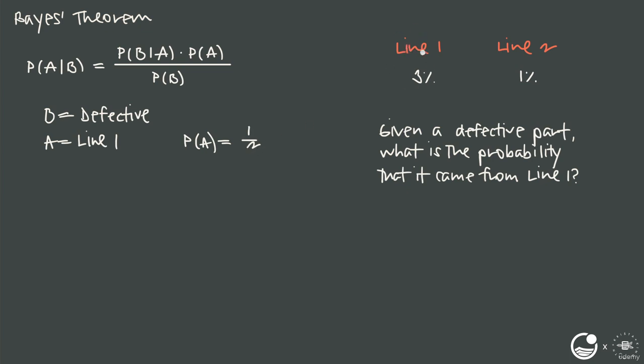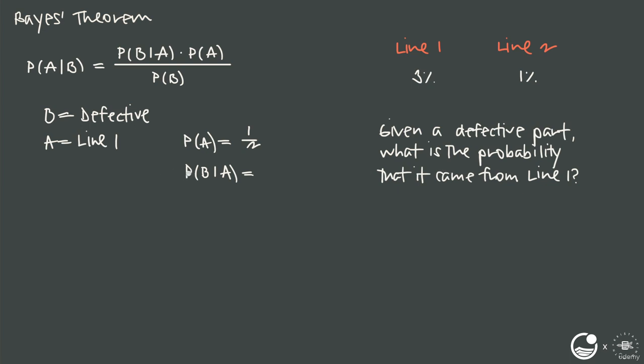But if we say that 50% of all the parts come from line 1 and 50% come from line 2, then there's an equivalent chance of choosing line 1 or line 2, which means the probability of event A, choosing line 1, is 1 out of 2, 1/2, 50%. Now, the probability of event B, given that A has already happened, is simple as well.